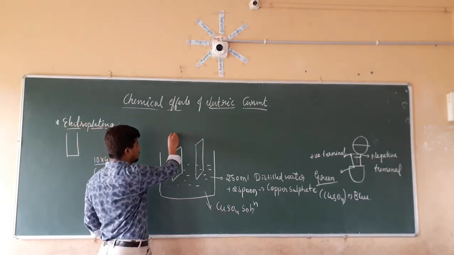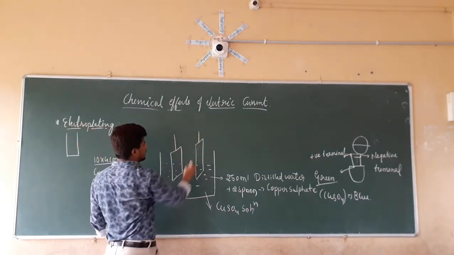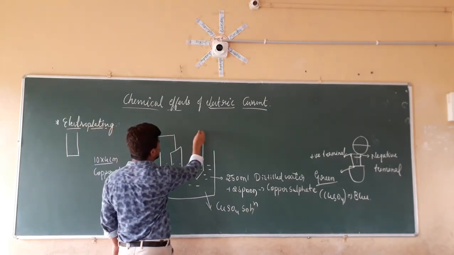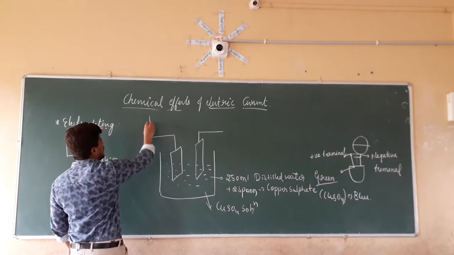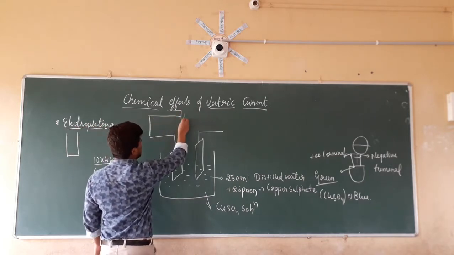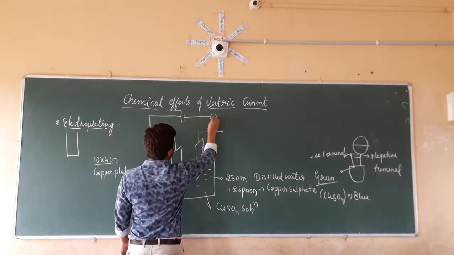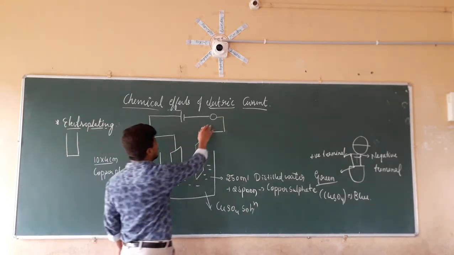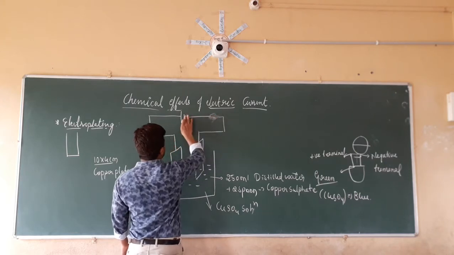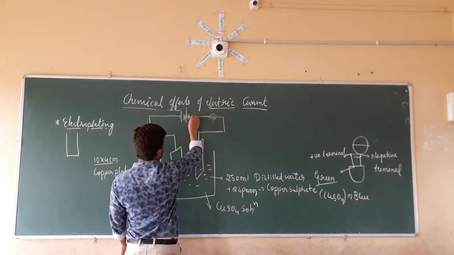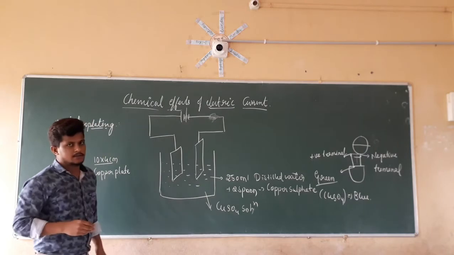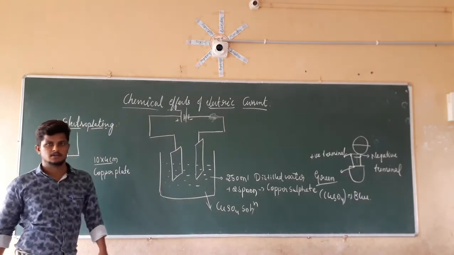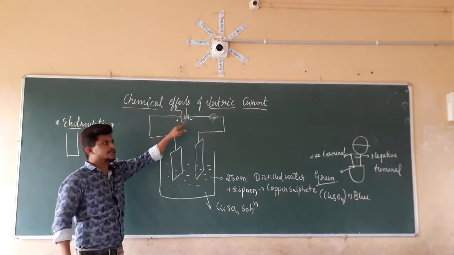On those copper plates, we are going to connect the copper wires which are connected to the battery or the cell. And here we give the switch. It is not necessary to take the switch, but if you want, you can take the switch and connect this to the battery. This one is the positive one and this one is the negative one.